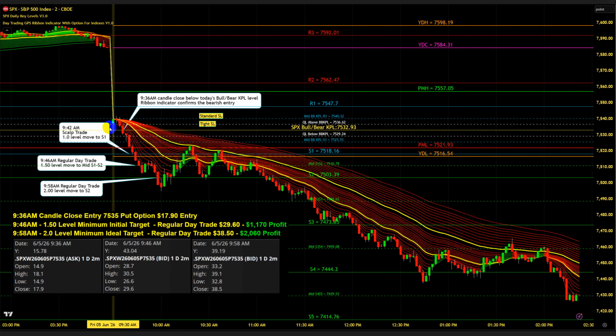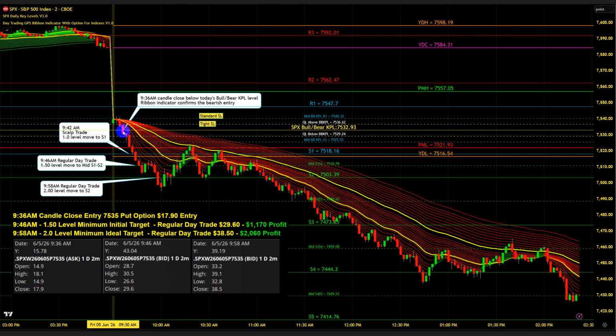At the close of the 9:36 a.m. candle, SPX closed below the bull-bear key price level for the session at 7532.93. At the same time, the ribbon indicator turned fully red and the lower ribbon bands began separating away from the ribbon base, indicating bearish momentum expansion. That combination provided both the signal and the confirmation required for a bearish trade entry.